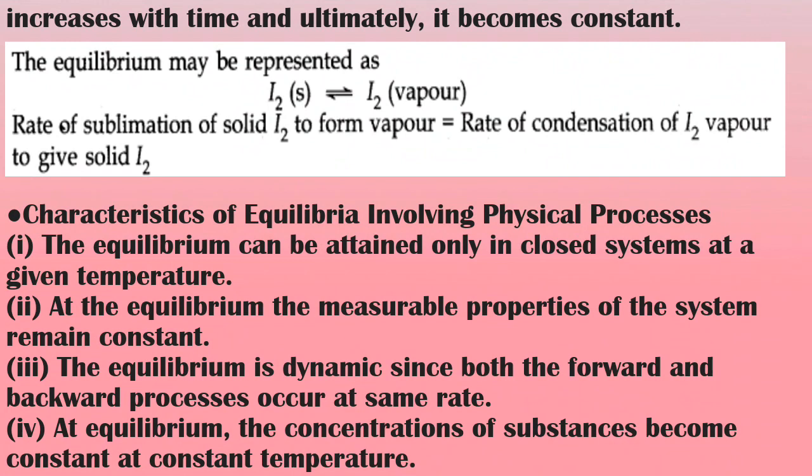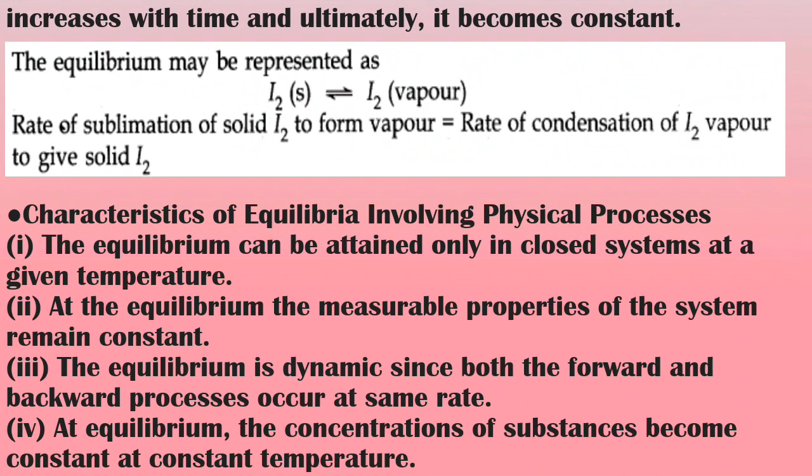Now, characteristics of the equilibria involving physical processes. इसमें कुछ कैरेक्टरिस्टिक्स होती हैं, तभी इक्विलिब्रियम एस्टेब्लिश हो सकता है. First is the equilibrium can be attained only in a closed system at a given temperature.